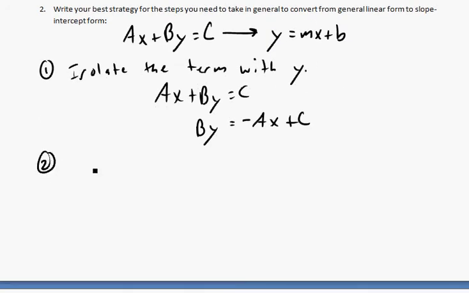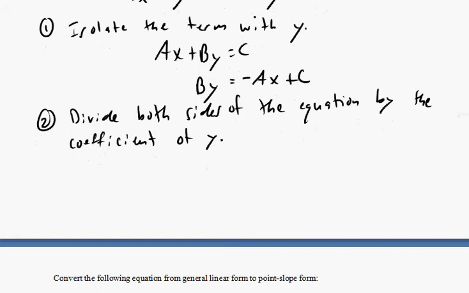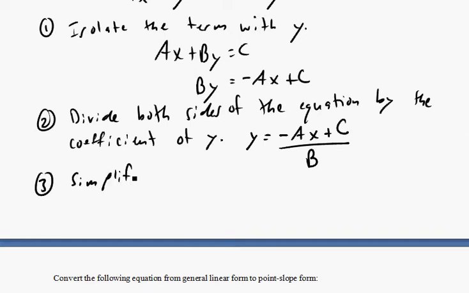Next, we will divide both sides of the equation by the coefficient of y. The coefficient of y would be this number b. So, if you divide both sides by the b, you will get y equals the opposite of ax plus c, all divided by b. And last but not least, you will want to simplify the right side.